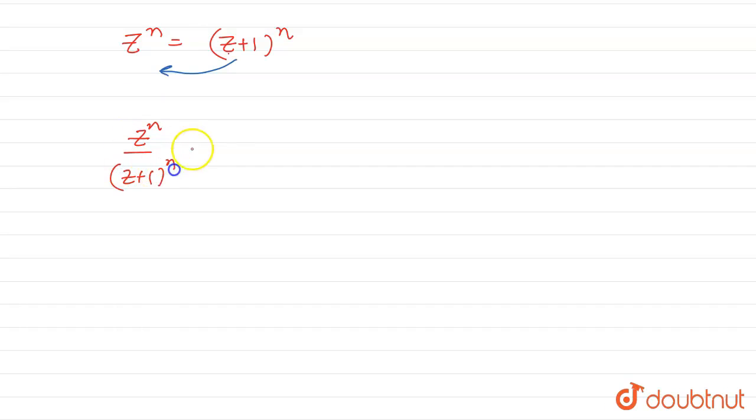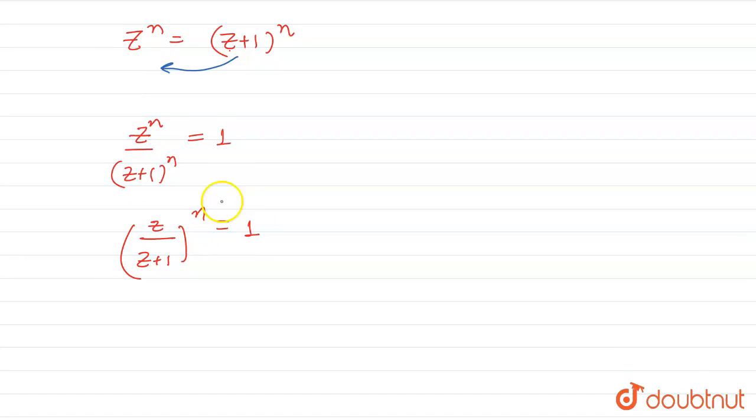We have z to the power n equals (z plus 1) to the power n, right? Now if we divide, we can say that z to the power n divided by (z plus 1) to the power n equals 1, or (z by z plus 1) to the power n equals 1. Now if we take the power to this side, we can say that z divided by z plus 1 equals 1 to the power 1 by n. That means z by z plus 1 is nothing but an nth root of unity, right?